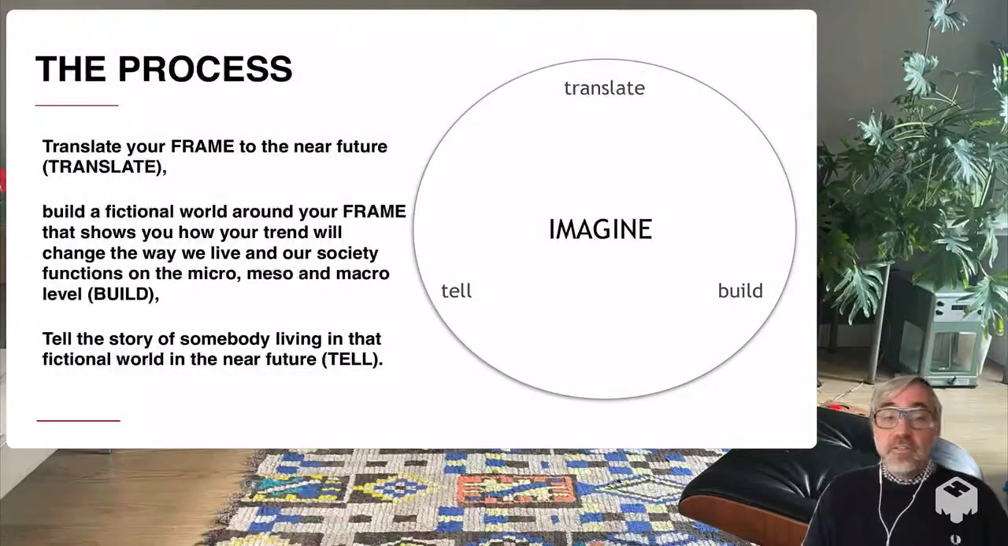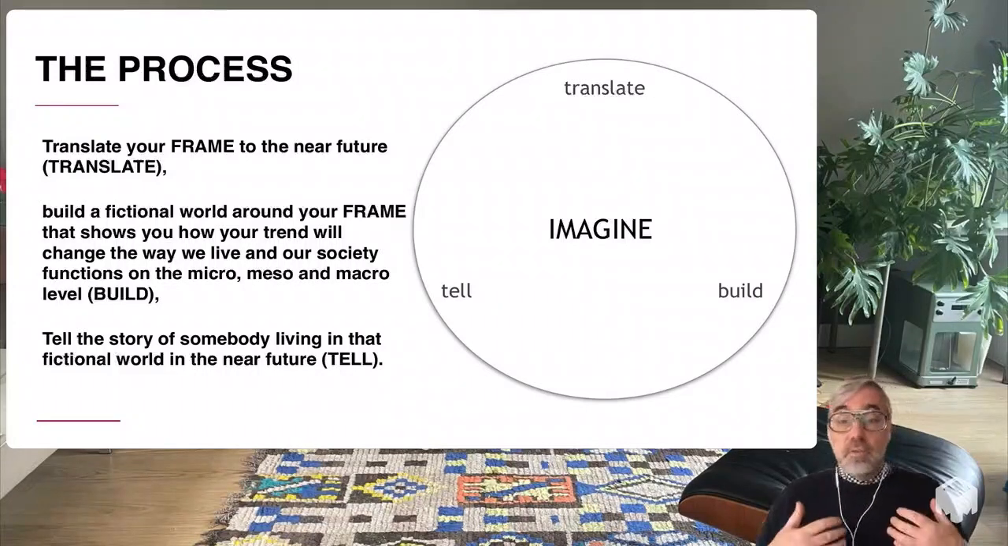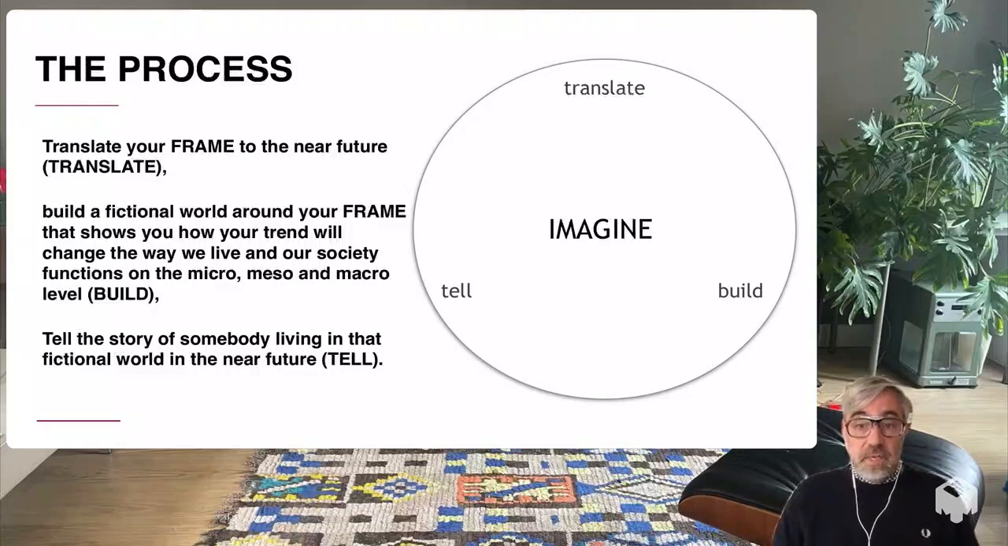So the process is as follows. You first translate your frame to the near future or to a fictional world that is also happening right now. It's totally up to you. Also the time frame, you can choose 2025, 2030, totally up to you. So there is a lot of freedom here. Then you are going to build a fictional world around the trend that you came up with, around the frame. And then you are going to tell the story of the frame itself.